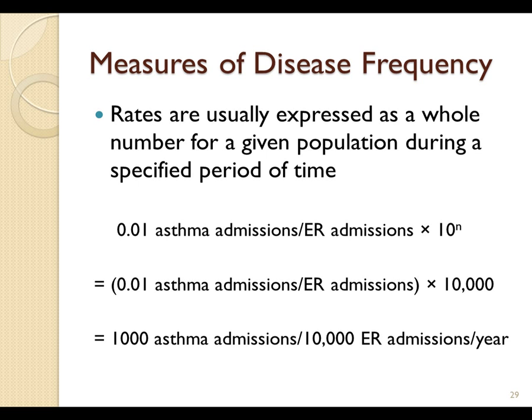We typically express rates in whole numbers for a given population for a specified period of time. For example, we know that 1% of ER admissions are asthma admissions per year. We can multiply disease frequencies by a base number to give us an answer that lacks decimal places. So if we multiply the 0.01 asthma admissions per ER admissions, we get 1,000 asthma admissions per 10,000 ER admissions per year.